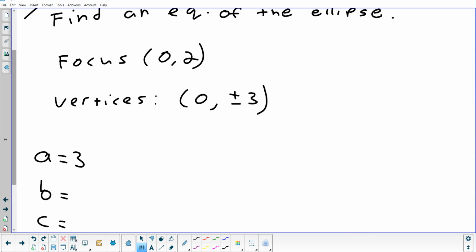B is the distance from the center to the minor axis. The only way you're going to know B right off the top is if you have an image or a sketch to look at. So C is 2, because that's the distance from the center to the focus. Unfortunately, to write the equation, you don't need C. You need B. But you're not going to get B without it, so you got to use it. How about Zach? What's my equation that connects A, B, and C?